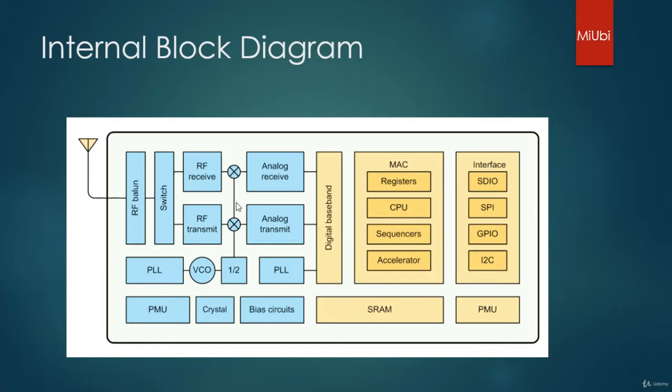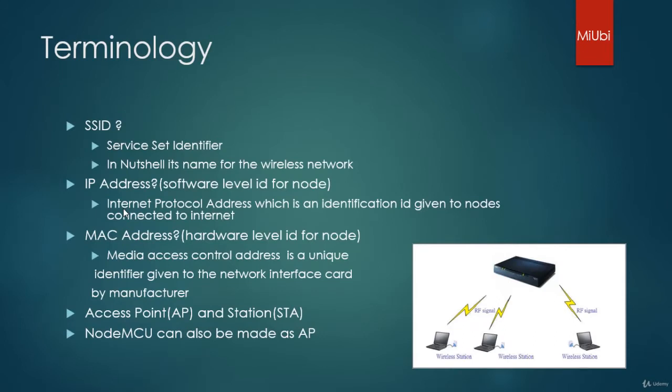Now, before going further, we'll go over some basic terminology that we'll be using. SSID is the technical name for your wireless network or the access point which provides you internet. IP address is your software level ID for a node connected to the network, and MAC address is the hardware level ID given by the manufacturer to a particular node connected to the network. Access points are what provide the network for nodes which want to connect. The nodes which want to connect, we call them stations here.